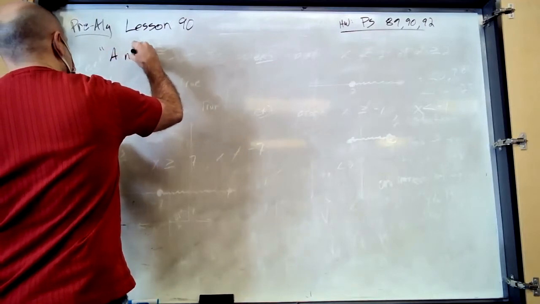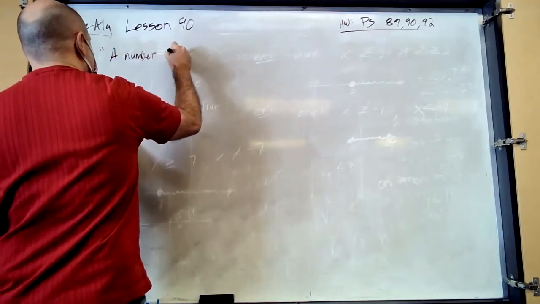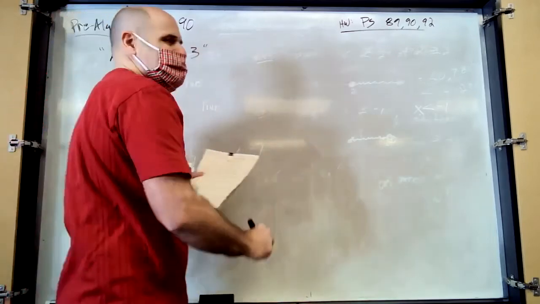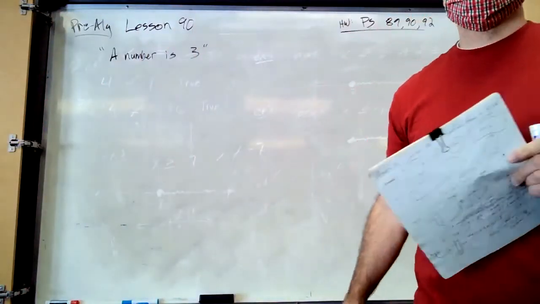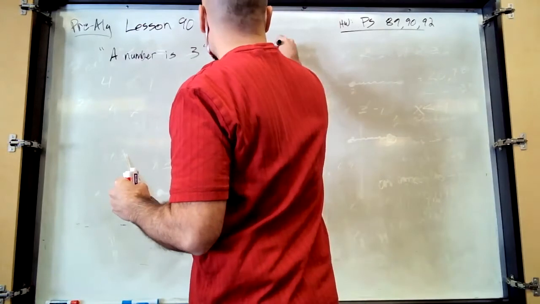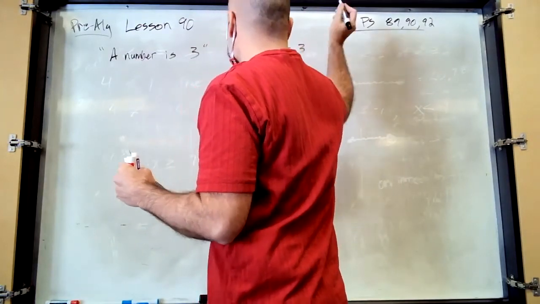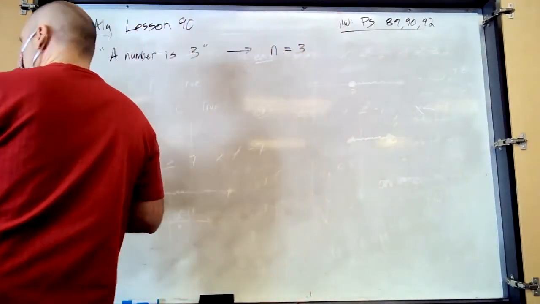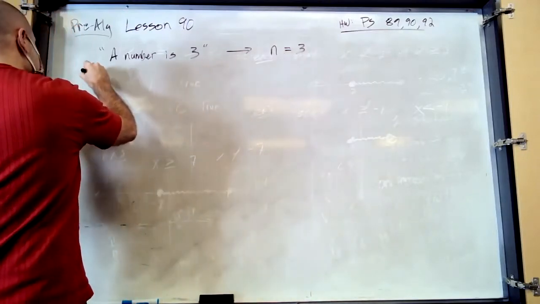A number minus... is 3. How do you do this? N equals... That's right. A number is 3. Awesome. Okay, it started simple. Here we go. How do you do this?